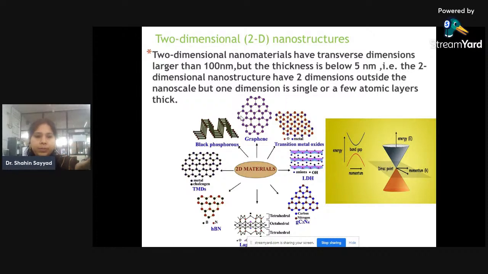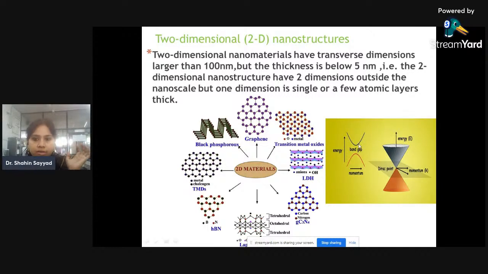Okay, examples you have seen: graphene sheet. These are examples of two-dimensional nanostructures. Why do two-dimensional nanostructures show an enhancement in their properties? Because whenever they have a sheet-like structure, they have strong intralayer covalent bonding and weak interlayer van der Waals bonding. And this bonding makes a drastic change in the properties of the material.